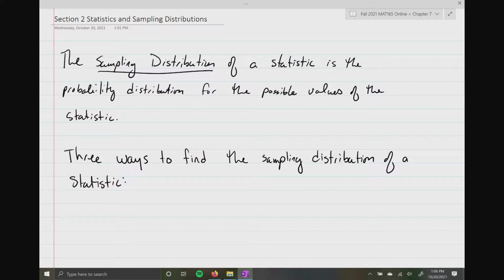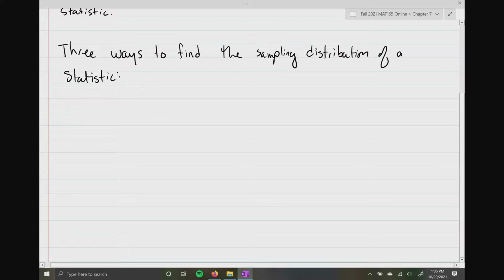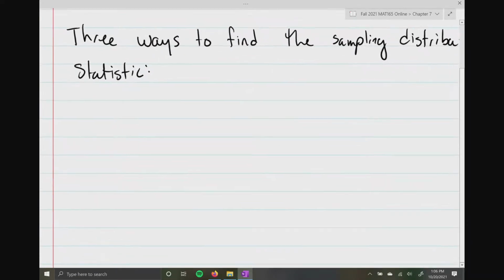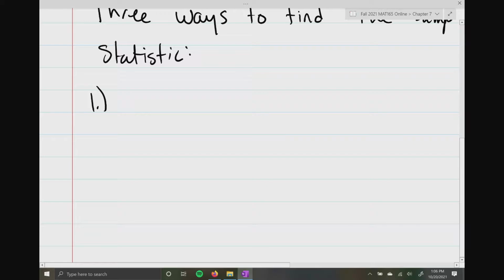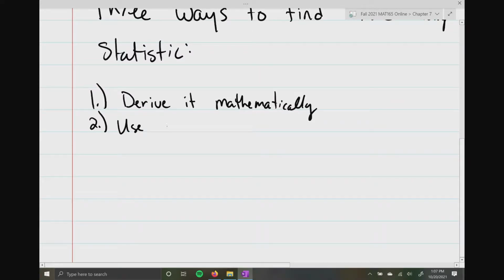So there are three ways to actually find sampling distributions of any statistic that you want. Number one, you can derive it mathematically. Okay, so I'm going to show you how to do this. Number two, you can use some sort of a simulation. And I'll show you one that looks like that later. And then the third way, which is kind of beyond the scope of this course, is using statistical theorems.